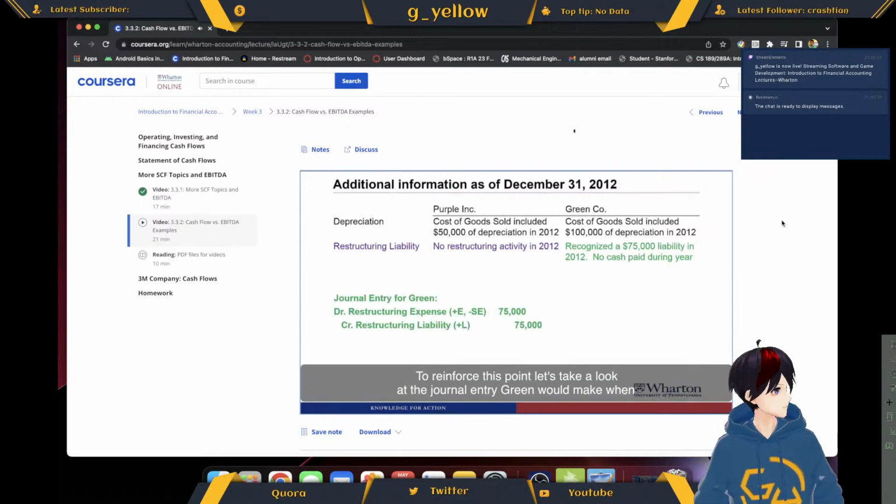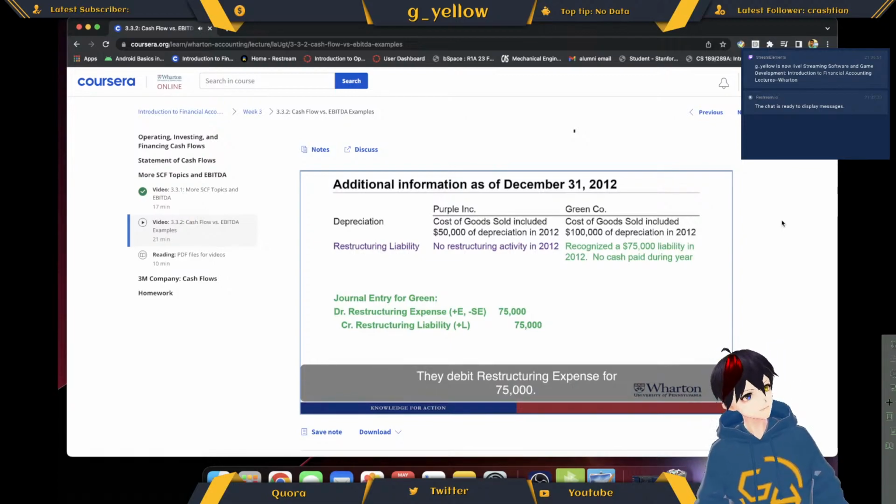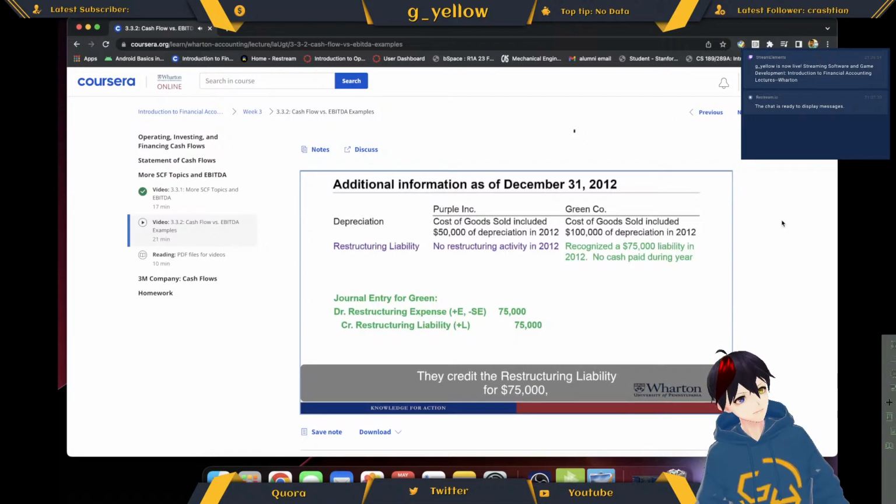To reinforce this point, let's take a look at the journal entry Green would make when they record this restructuring liability. They debit restructuring expense for $75,000. That represents the amount of expected future cash flows they're going to spend on the restructuring, which they're required to recognize as an expense in the year they make the decision to restructure. They credit the restructuring liability for $75,000, which of course is the obligation to pay that cash in the future.